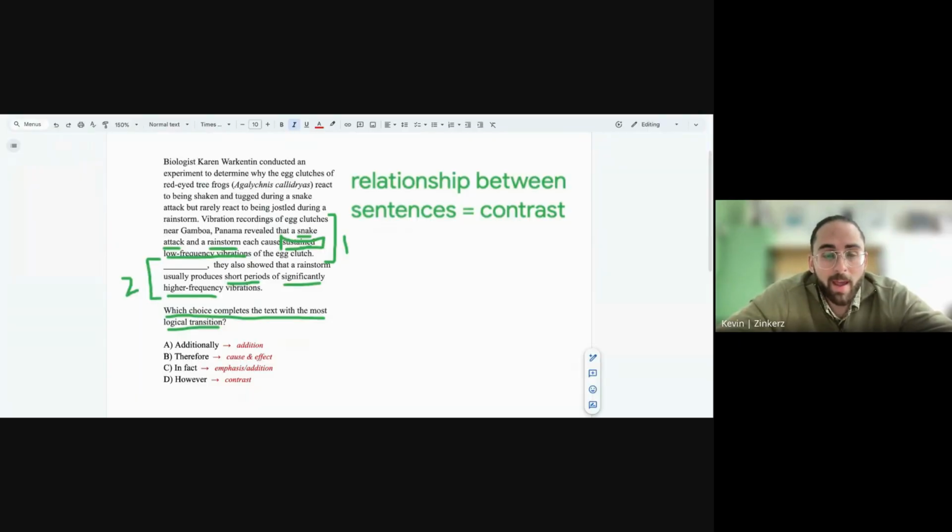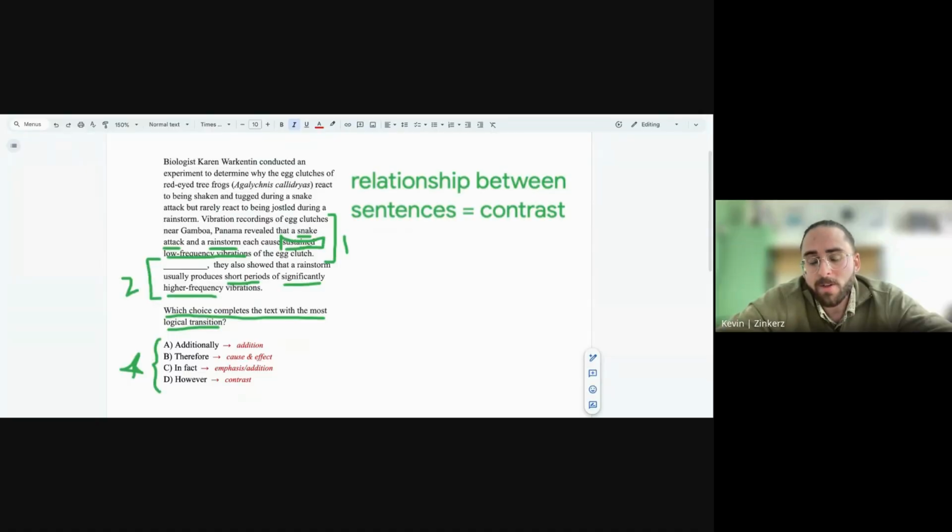Now I'm going to go ahead and actually take a look at the answer choices. Again, there's all different kinds of transition words that go along with different categories of relationships between sentences. You'll obviously want to study up on those before the SAT. Additionally is the first transition word we have here, and like the word implies, that's a case of addition. You would use that when the second sentence is merely adding on to the first. Therefore, as I said earlier, is a cause and effect word.